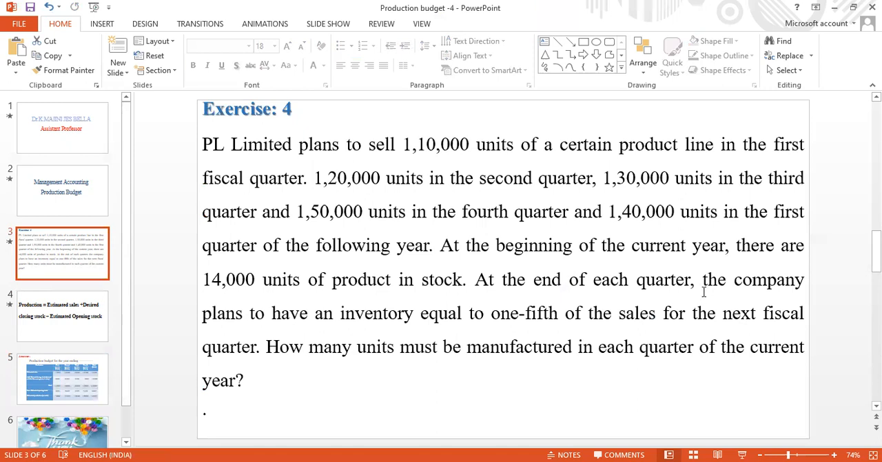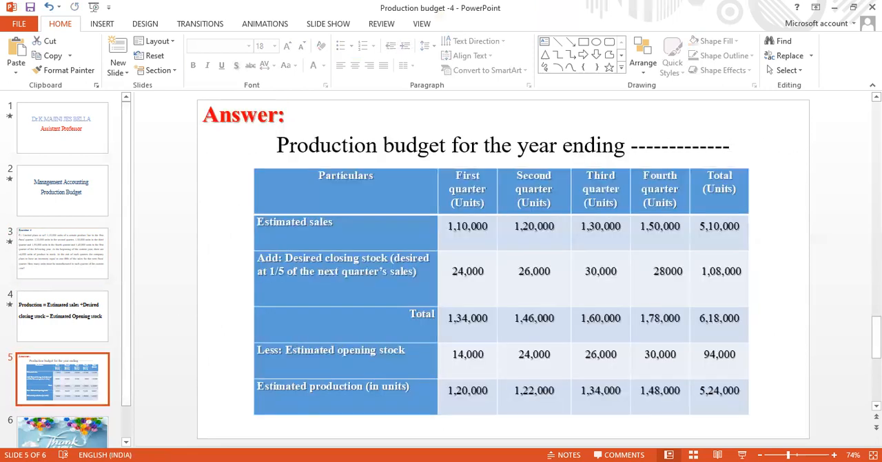At the end of each quarter, the company plans to have an inventory equal to 1/5 of the sales for the next fiscal quarter, right? Next fiscal quarter. That means for the first one, the next sales how much? 1,20,000, right? From this value, we should find out the closing stock for the previous quarter. Okay, we can see how we calculate the closing stock value.